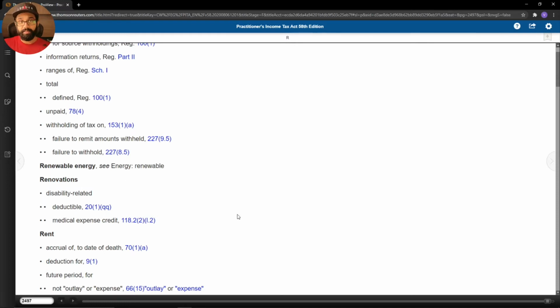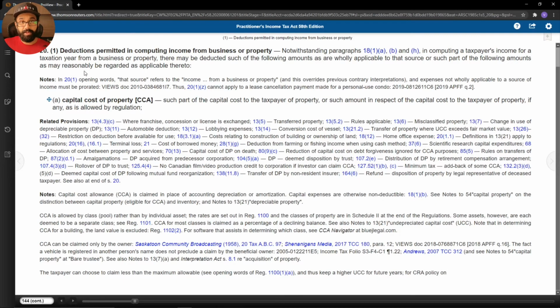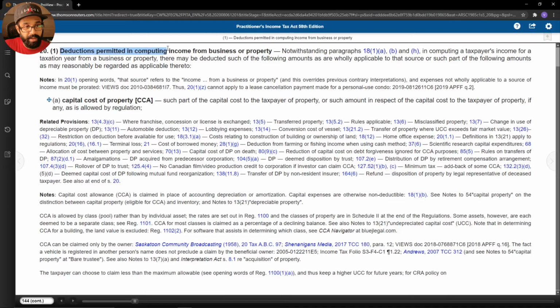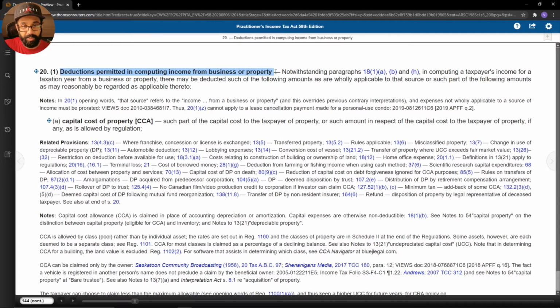Go ahead and flip there. Now, before we read paragraph QQ, I'd want you to get all of the context right. So you should look at Section 20, Subsection 1. And what that says is deductions permitted in computing income from a business or property.